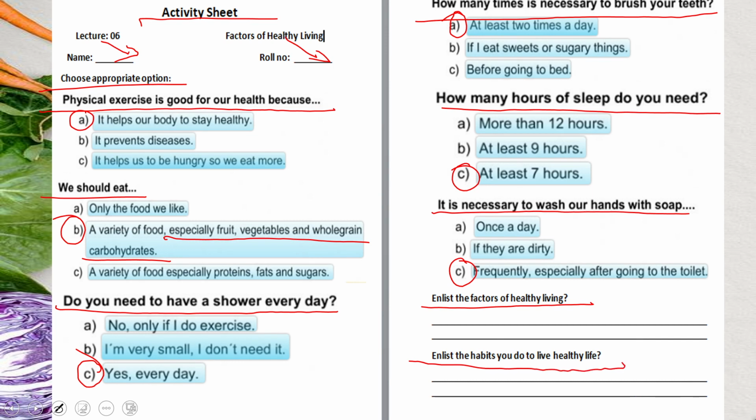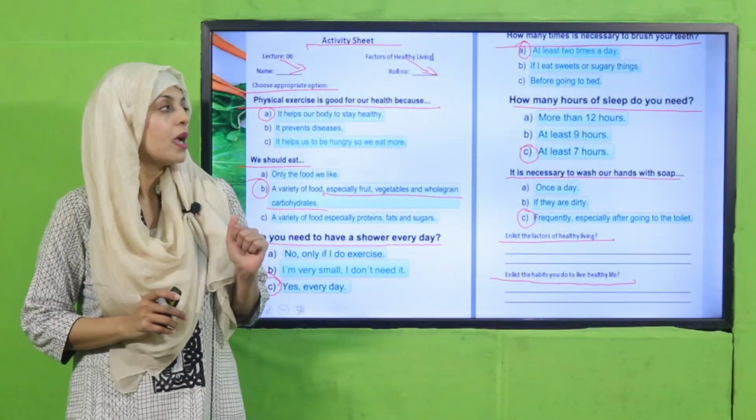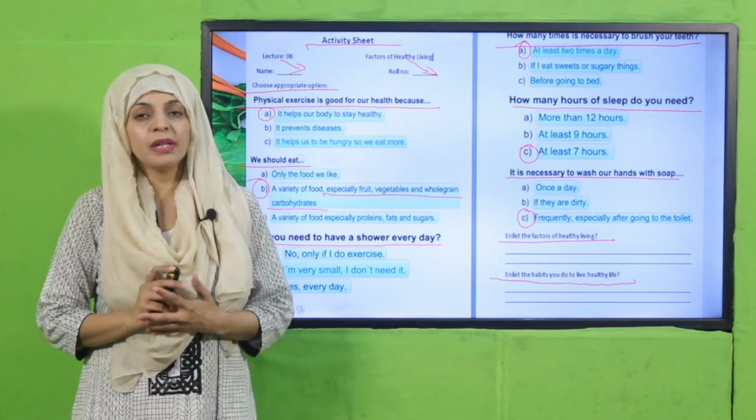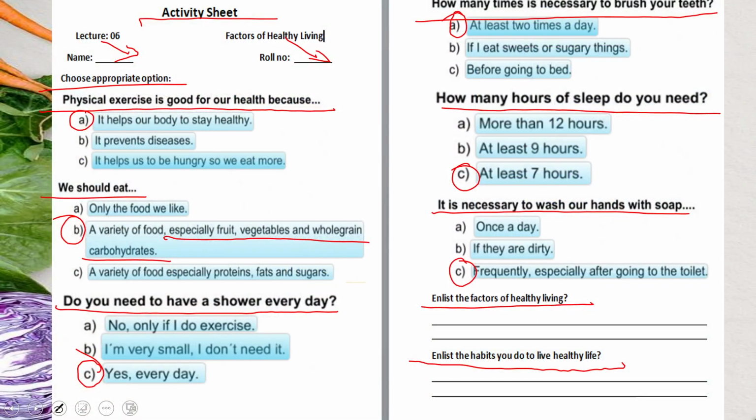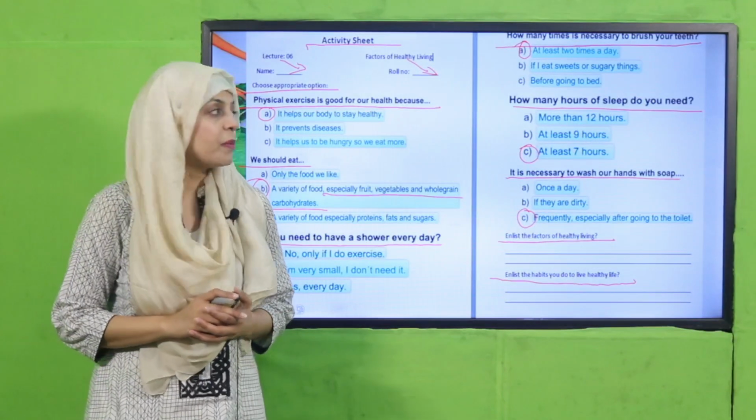Enlist the habits you do to live a healthy life. अब आप इनमें से कौन कौन सी एक्टिविटीज या अपने आप को हेल्दी रखने के लिए काम करते हैं? मेक अ लिस्ट ऑफ दैट. ओके, सो माय डियर स्टूडेंट्स, पॉज द वीडियो एंड कंप्लीट दिस वर्कशीट. I hope everybody has finished it.